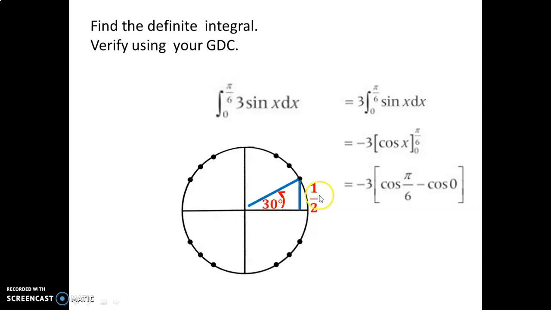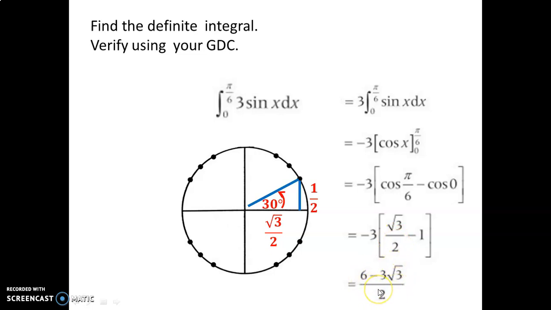We know this side is 1 over 2 in a 30, 60, 90 triangle, and this side is root 3 over 2. And when we're talking about cosine, we're looking for the x value, so root 3 over 2. So here we have negative 3 times root 3 over 2 minus cosine of 0, because when that 0 was put in there, we have cosine of 0. And cosine of 0, when there's no angle, the cosine value is 1, because we know it's this length here. So there we have that. Simplify that a little bit, and we have this.